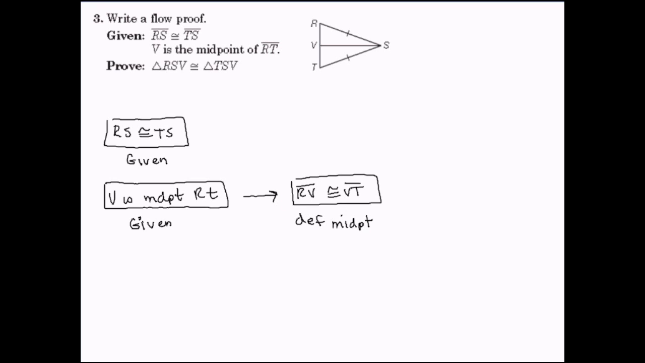So what I have now is that these two sides are congruent, that was given, and these two sides are congruent from midpoint, and I need 3 sides. And I have that VS is congruent to itself. And that's reflexive.